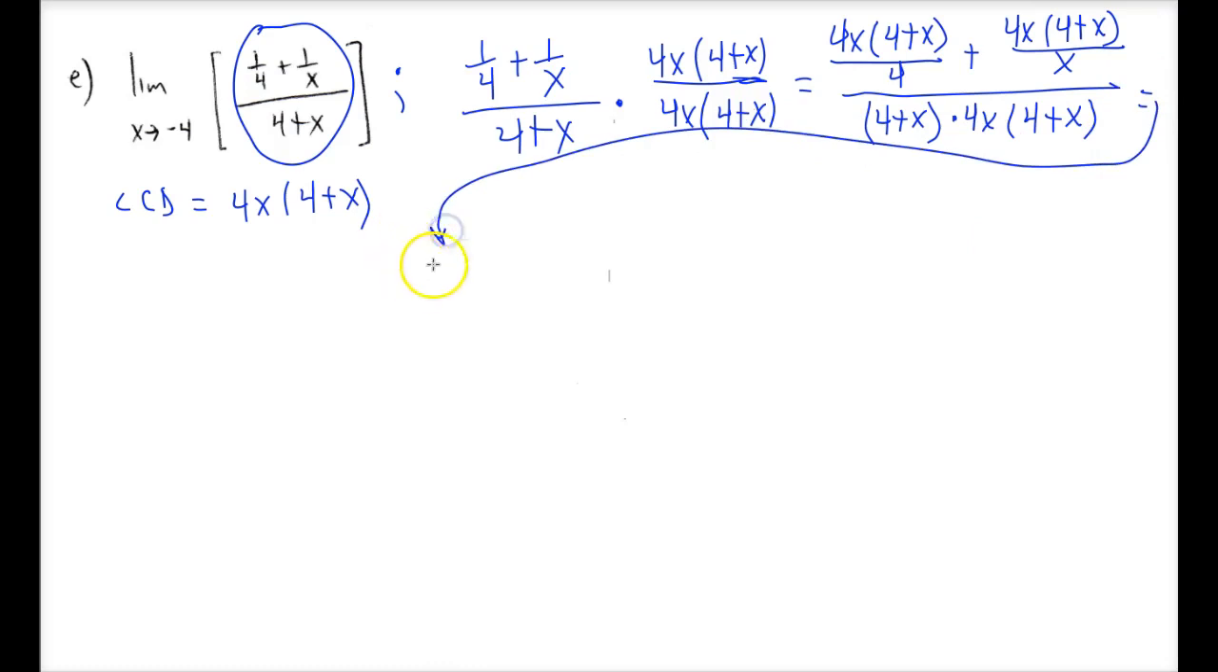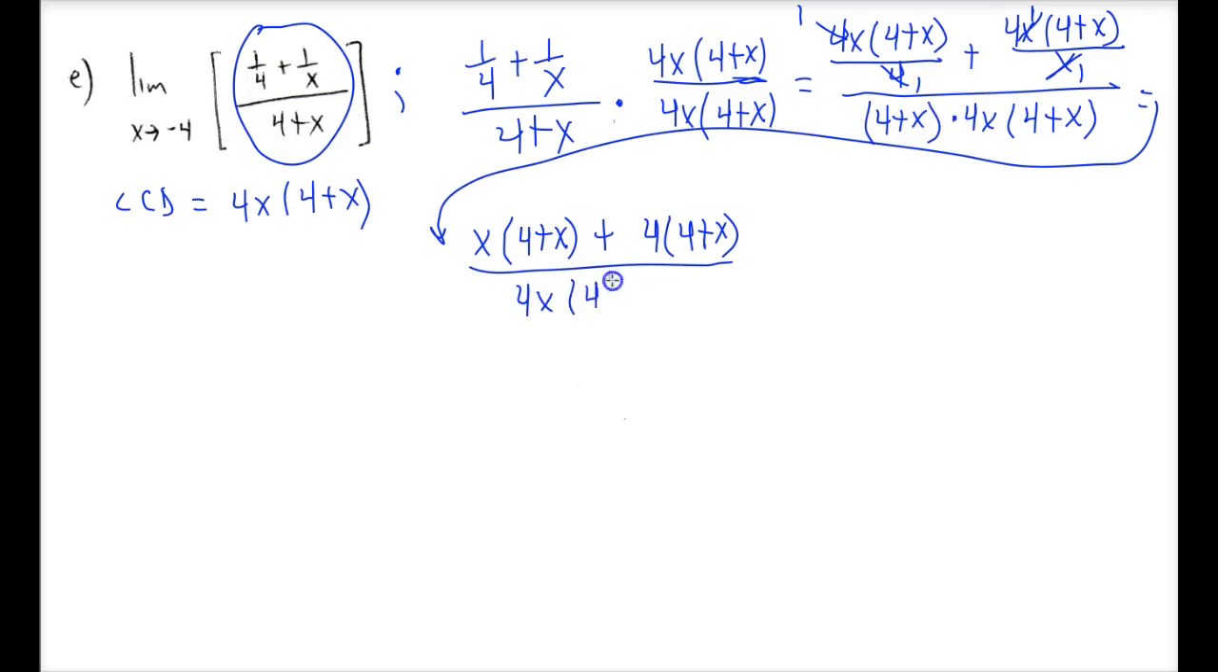All right, continuing on, as you can see here, we have these 4's that will reduce to 1. And all we have left here is just x times 4 plus x. In the second term, we have x's that reduce to 1. And all we have left is 4 times 4 plus x. And in our denominator, we just have 4x times 4 plus x times 4 plus x.